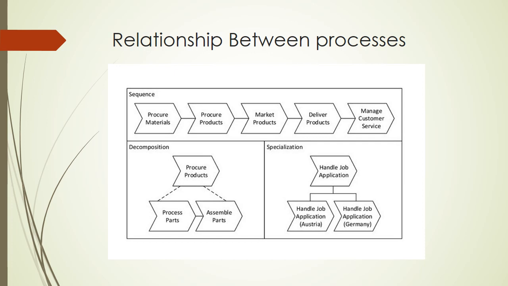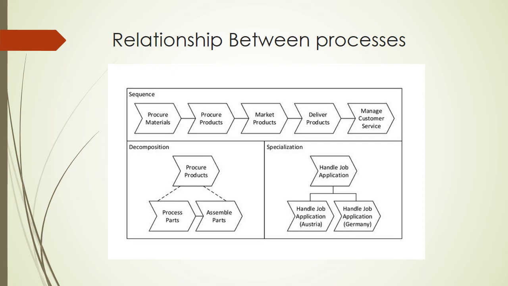The second is the decomposition. This relationship describes that there is a decomposition in which one specific process is described in more detail in one or more sub-processes. Decomposition is also referred to as a vertical relationship. For instance, the produce products process can be described in more detail, including different activities that have to be executed to bring it to the successful completion. And the third relationship is specialization.